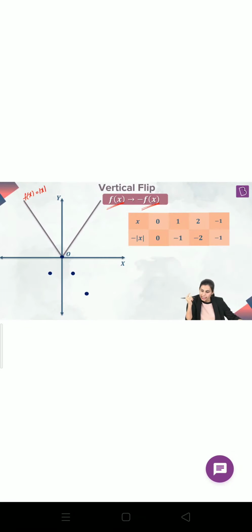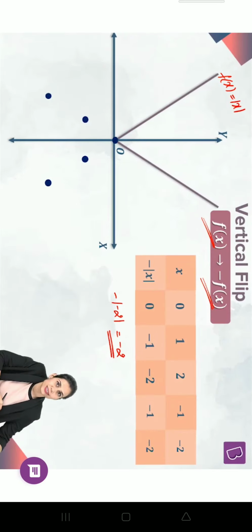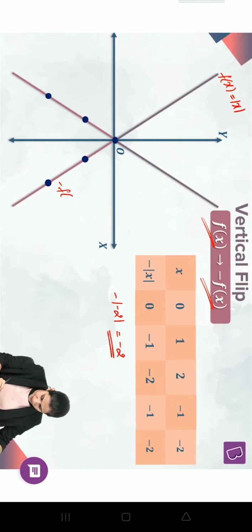As the point. Lastly, I take x as minus 2. So minus mod x is minus of mod of minus 2, which is minus 2. And I get minus 2 comma minus 2. When I join these points, this is the graph of minus mod x that I get.